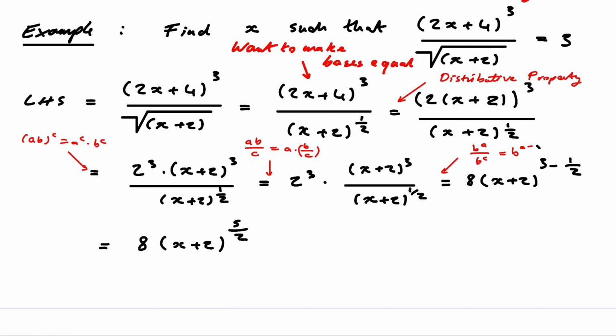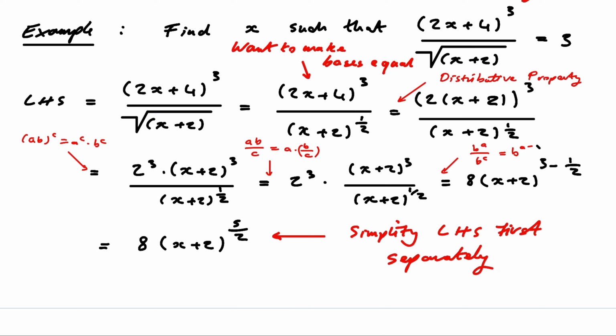You don't want to just write down the equation and start manipulating it necessarily, not if you're going to have to do something quite complicated. So it's a good plan just to isolate each piece, or in this case the left-hand side, and do it completely on its own first. So simplify the left-hand side first, separately. It's really good practice to do this, right? Don't have the equality yet.